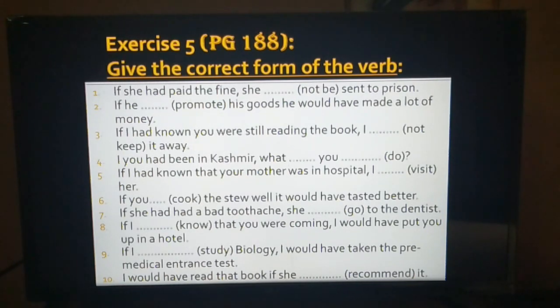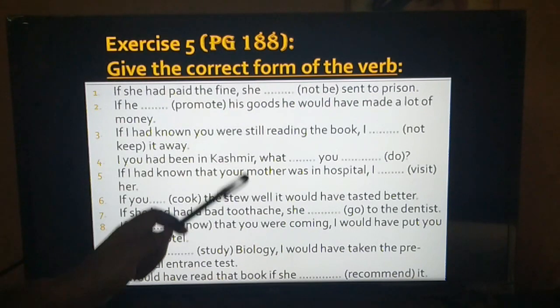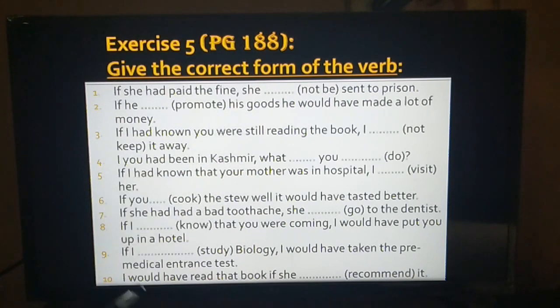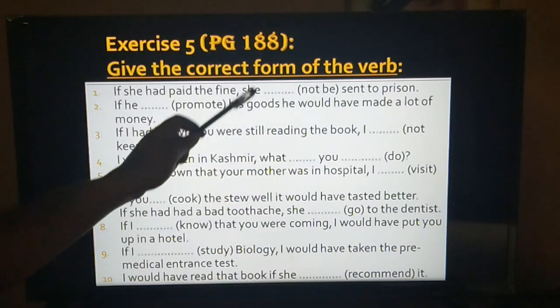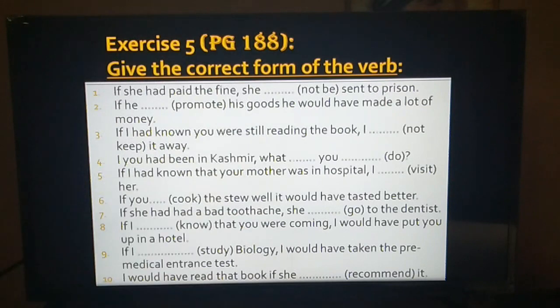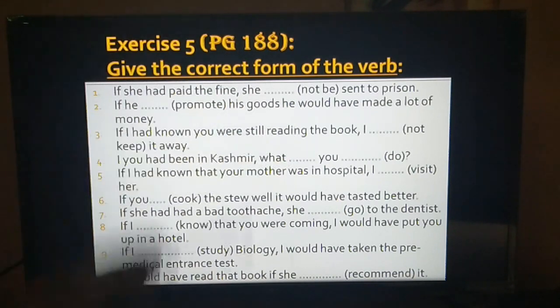Would. So not is given there. So would not have. Would not have been. It is not be in bracket. So would not have been sent to prison. The answer is would not have been sent to prison. One side we have the past perfect, the other side we have would have plus past participle form.